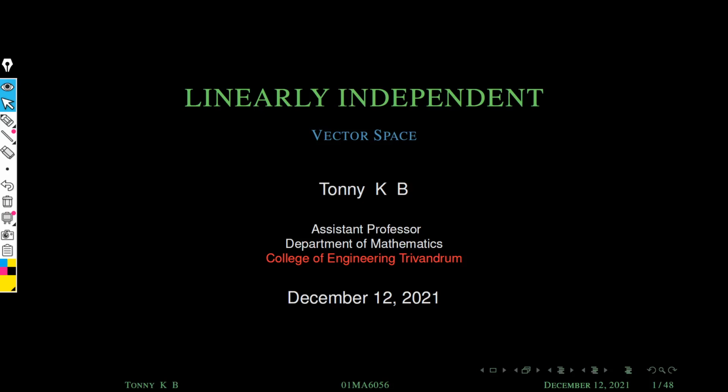Namaskaram. In the last class, we saw the concept of span in a vector space and some simple properties of spanning sets. A spanning set is a representative of a vector space or a subspace. In this session, we will discuss the concept of linearly independent and dependent sets.